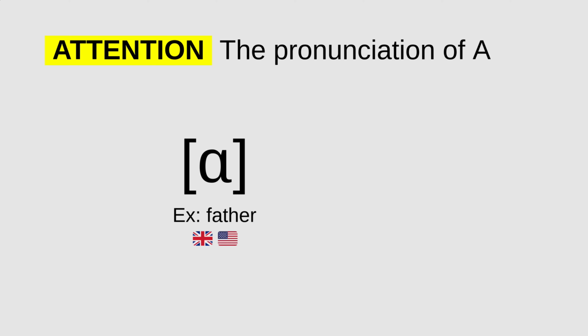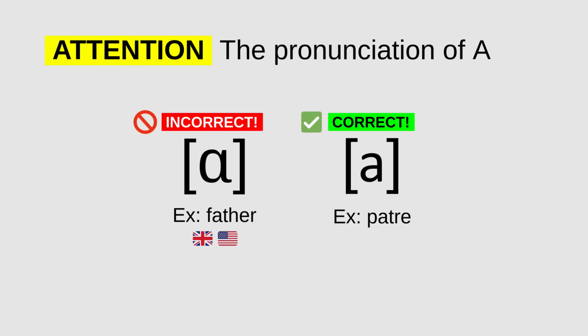In a language like Spanish, for example, it is often said that the letter A is pronounced like the A in the English word father. In reality, this explanation would be incorrect in both Spanish and, in this case, Neolatin because it is a different sound than the one you should be making. The correct pronunciation, as said before, is A. Like in patre. Patre, meaning father, just as another example.